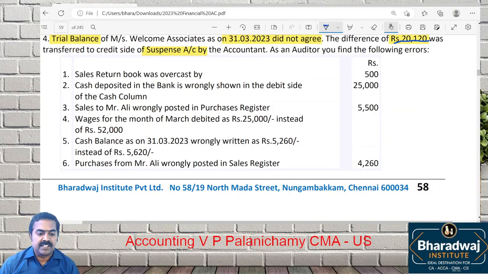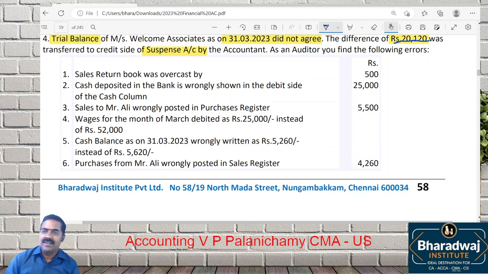What is the next one? Cash deposited in bank was wrongly shown in which one? Debit side of cash column. Cash deposited should be shown in which side? Debit what comes in, credit what goes out. Cash goes out, so it should have been credited. In cash account, when it comes in, you will debit. When it goes out, you will credit.